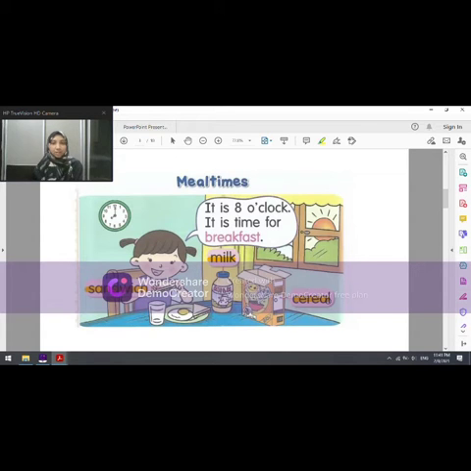Biji ring. So now let's read the sentence together. Repeat after me. It is 8 o'clock. It is time for breakfast. Sekarang pukul 8 pagi. Sekarang masa untuk sarapan pagi. Alright, so we have sandwich, milk and also cereal for breakfast.